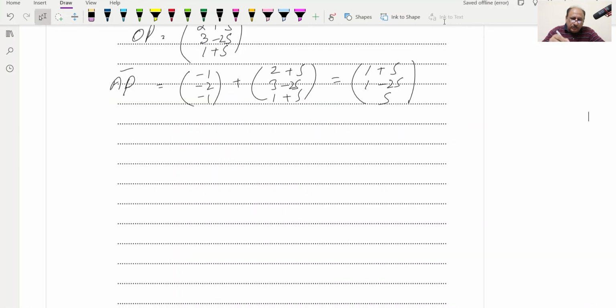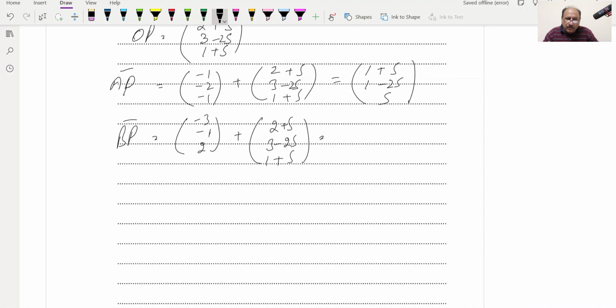And so we can write BP also. BP vector will be equal to (-3, -1, 2), and plus this will be (2 + s, 3 - 2s, 1 + s). We can add these two, we'll get -1 + s, and -1 + 3 will be 2, so 2 - 2s, and the third value will be 3 + s. And now we can check for AP.